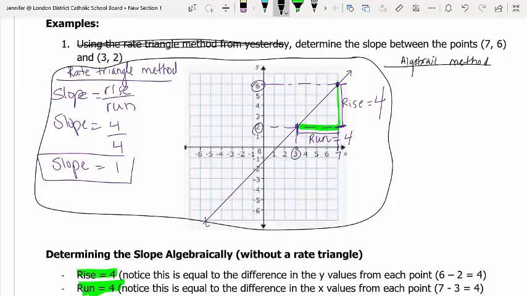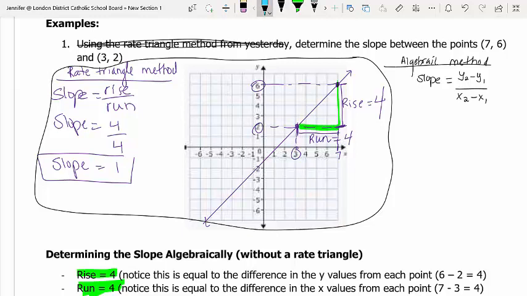Using the algebraic method, the first thing you would want to do is write down the new slope formula. So slope equals y2 minus y1 divided by x2 minus x1. So that's step one. Write out your formula.